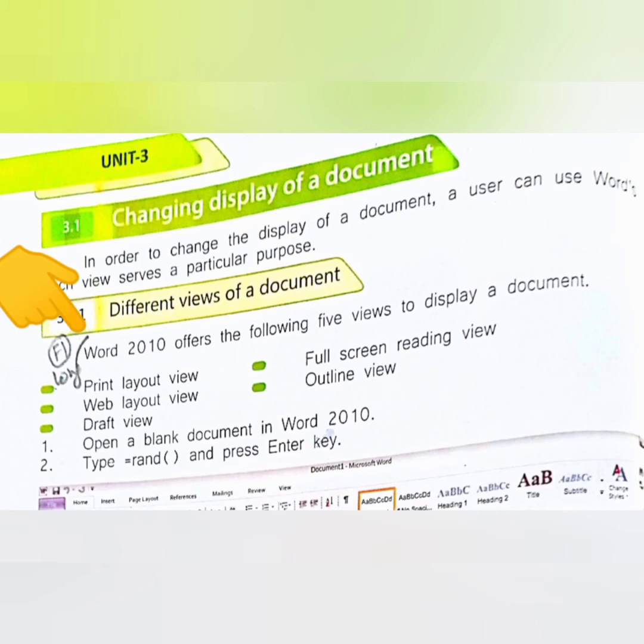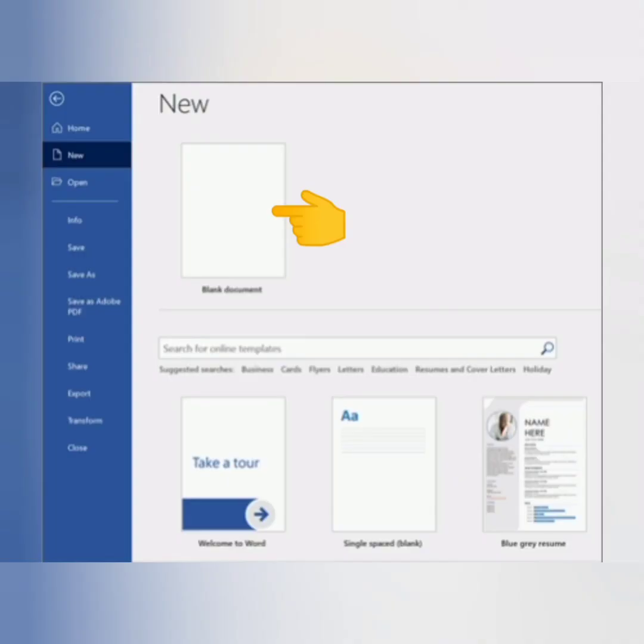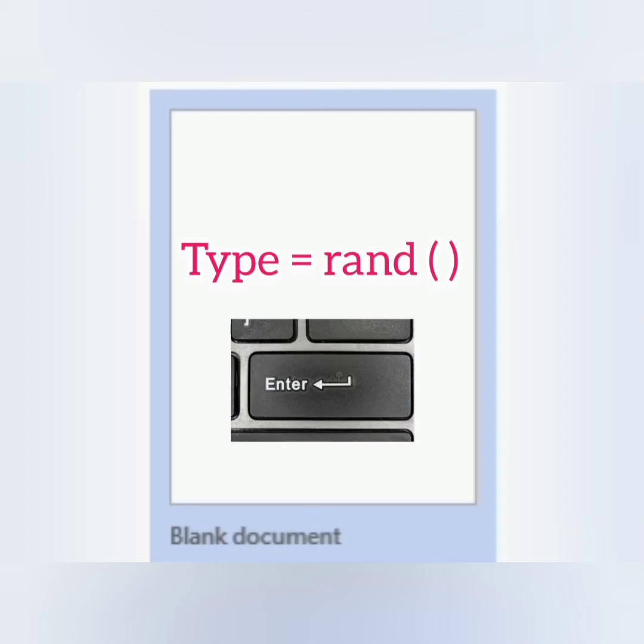Number 1, print layout view. Number 2, full screen reading view. Number 3, web layout view. Number 4, outline view. And number 5, draft view. Number 1, open a blank document in Word 2010. Number 2, type is equals to rand brackets and press enter key.